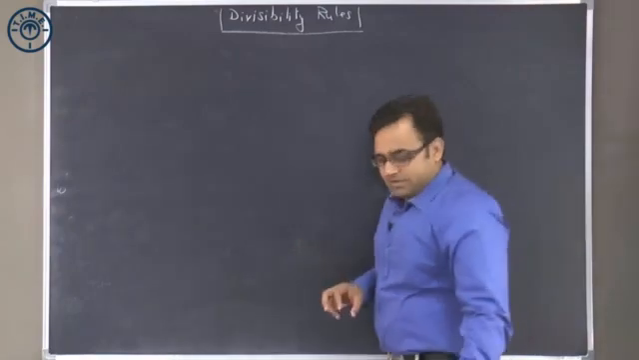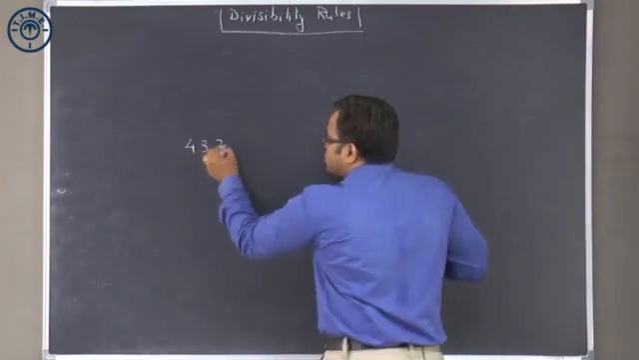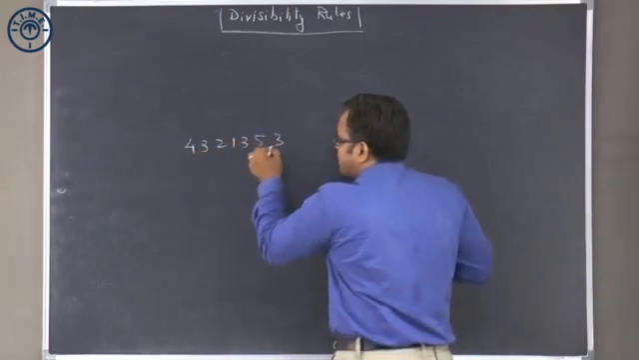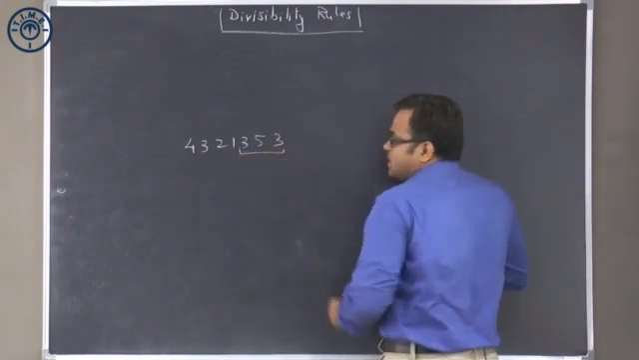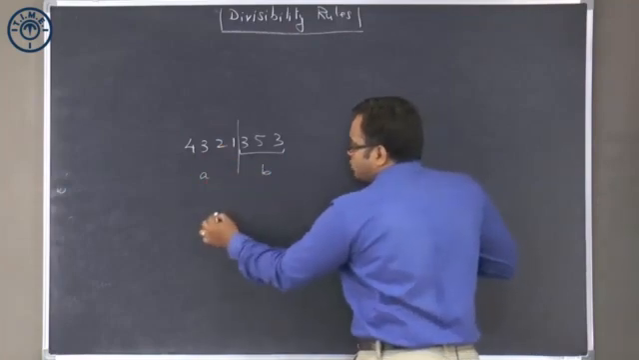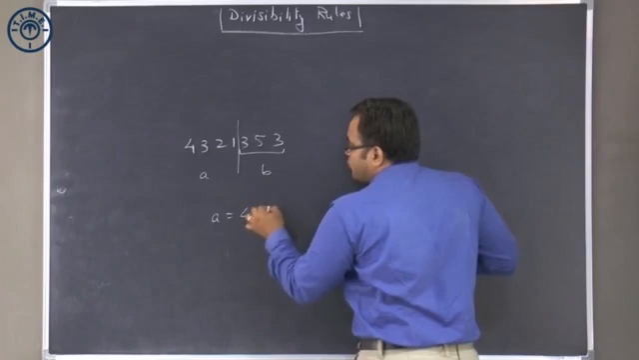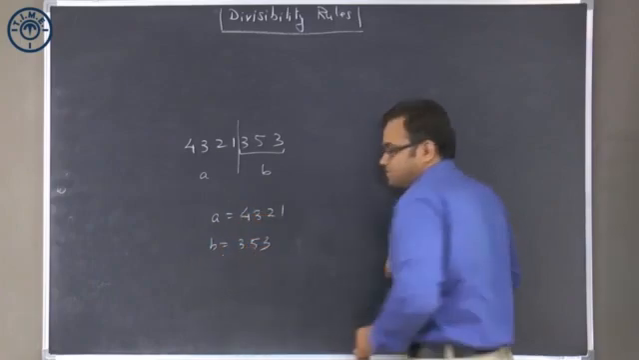This can also be written in a slightly different form. Let's say I have to check the divisibility for 4 3 2 1 3 5 3. What we will do is take the last 3 digits out. Let us say the number becomes A and B. So now there are two numbers. A is equal to 4321 and B is equal to 353.